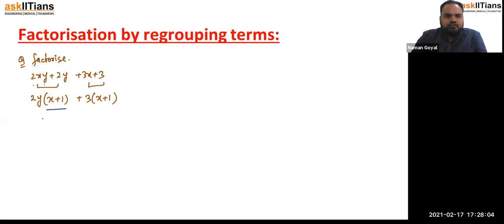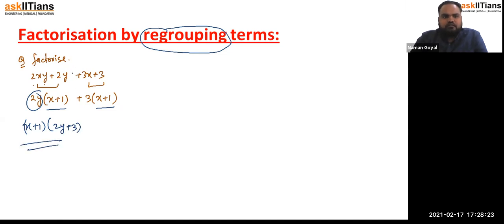Now if you see, x plus 1 is with this one and with this one also. So now we can take x plus 1 common, which is known as regrouping. If I take x plus 1 common, it gives 2y plus 3. So this is the factorized form of this quantity. Are you getting my point? Very simple.